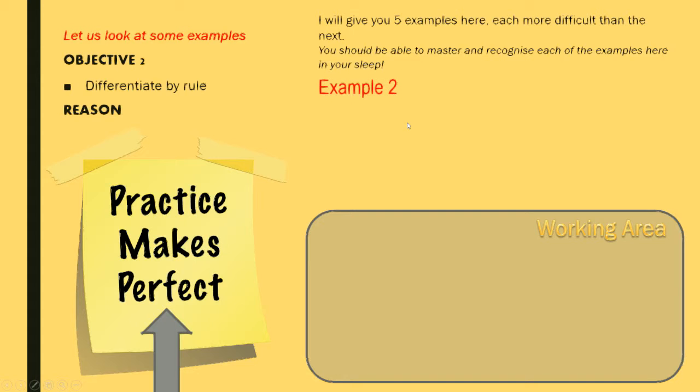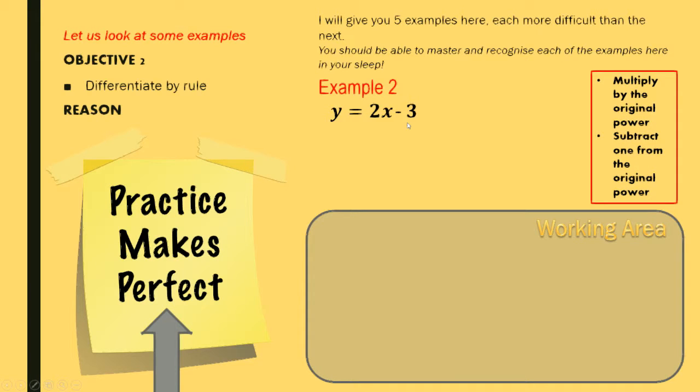Example 2. y equals 2x minus 3. Okay, I'm going to put my rules here at the right, and then I'm going to take us down to the working area. So we're starting off with the 2x. I'm going to take you down here to the 2x, and we're going to see what happens.